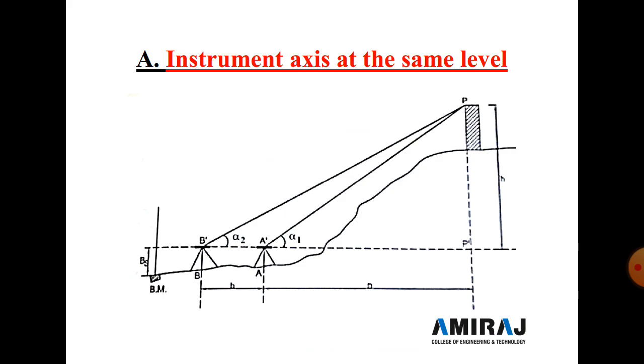So here the two instruments are set up at point A and point B, and both instrument axes are at the same level. This is case number A. Now here alpha 1 and alpha 2, both angles, are measured. From A we bisect the point P, the elevated point, and from point B also we bisect the point P, and we measure the angles alpha 1 and alpha 2.